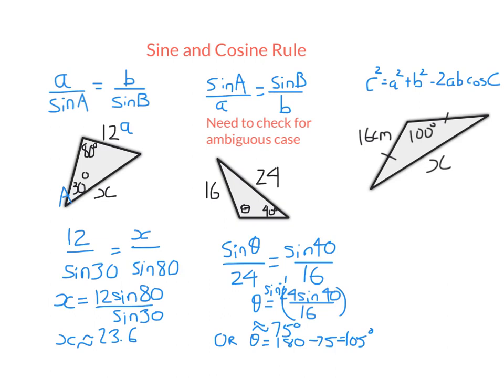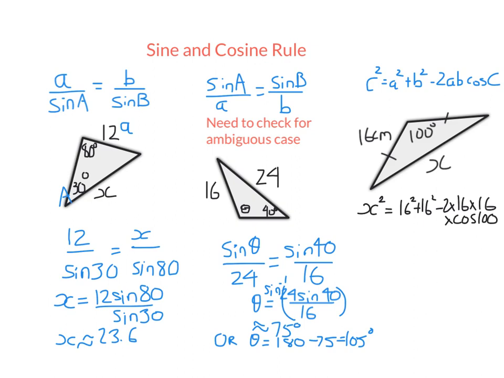So once again, side C is opposite angle C. If this is my side C, the one I'm trying to find, this is my angle C. A and B are both 16. So I simply have x squared equals a squared plus b squared minus 2 times a times b times cos of angle C. I'll put that straight into my calculator.